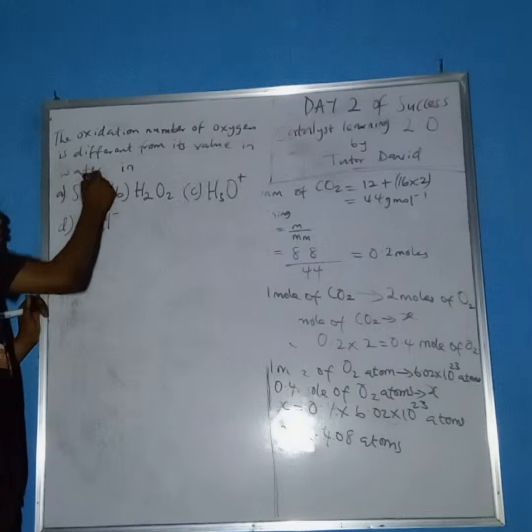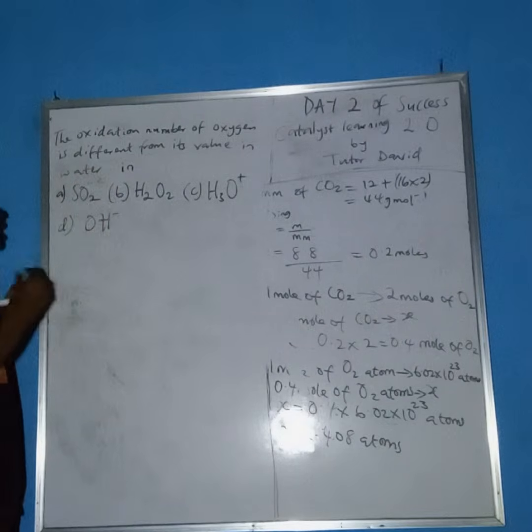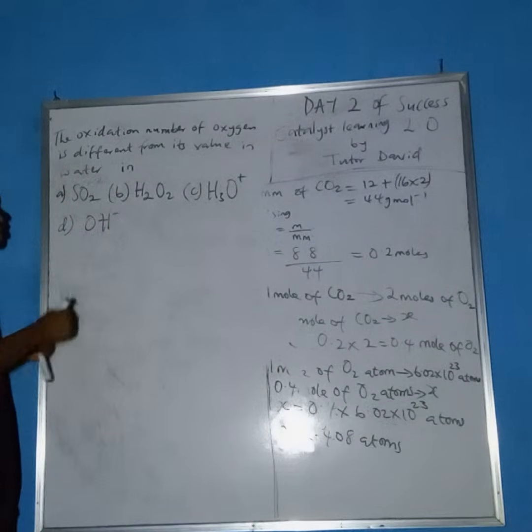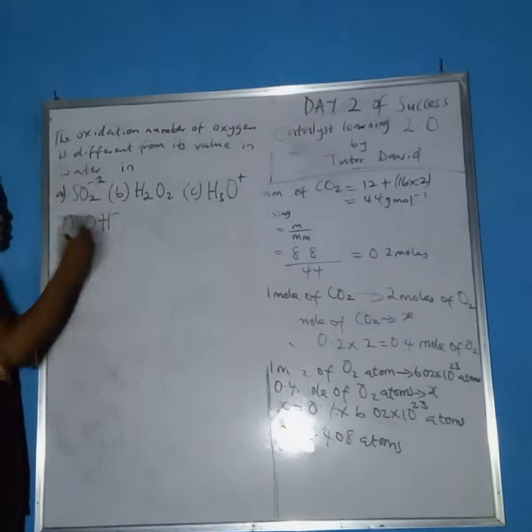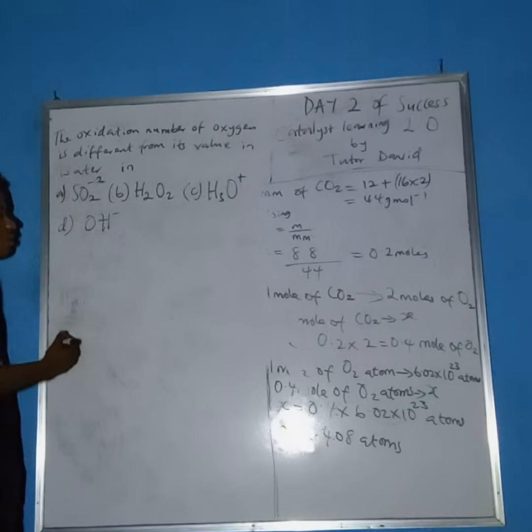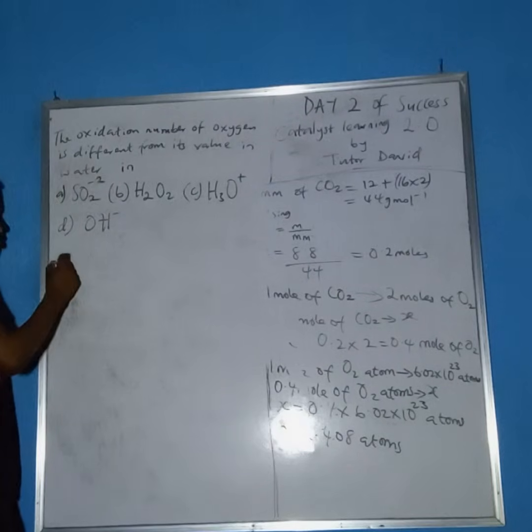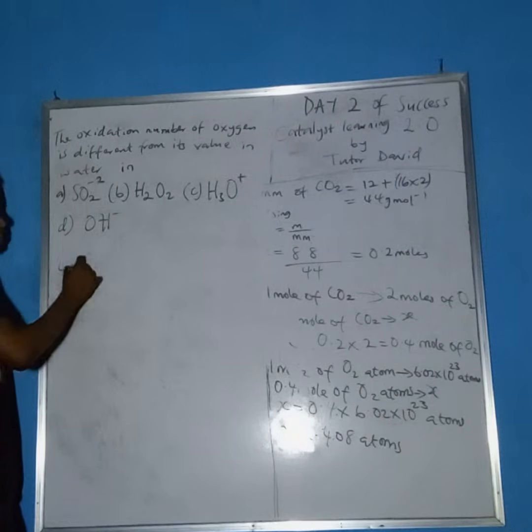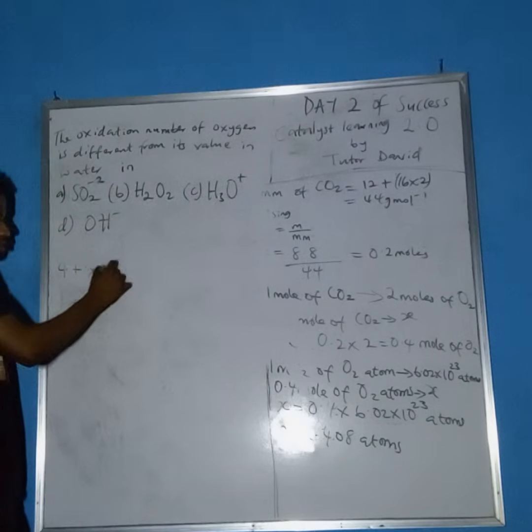Oxygen is what? -2. Right? How do I know? -2, because I don't want to calculate. Okay, let's just calculate it. No problem. Sulfur here is 4, right? 4 plus oxygen, which we don't know, x times 2.